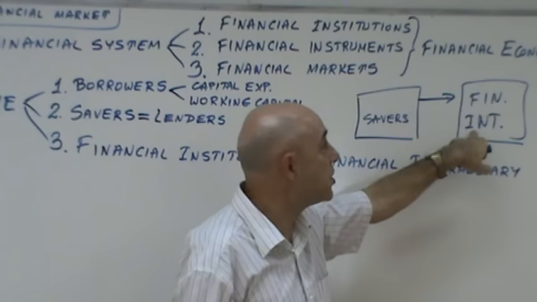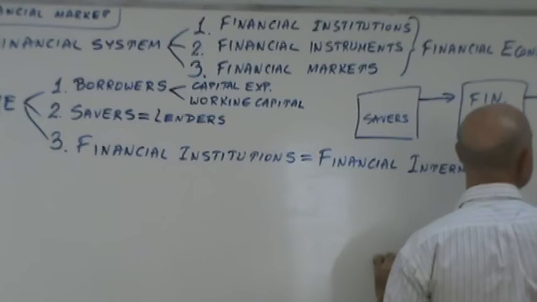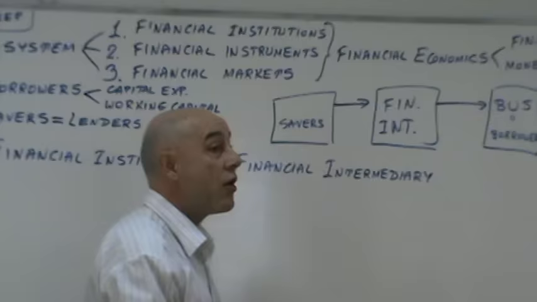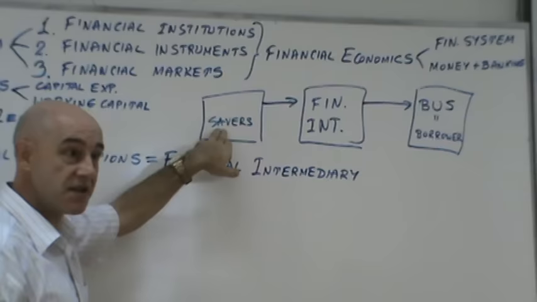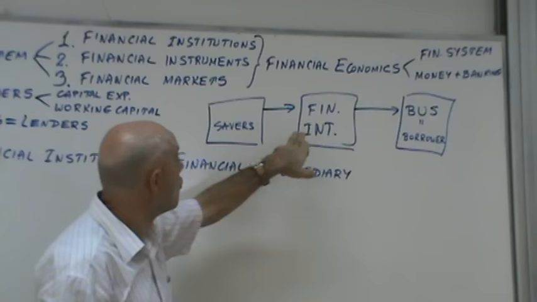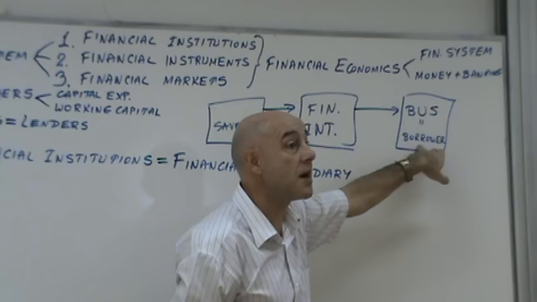And then the commercial bank will lend it to a business, which is, in this particular case, a borrower. Now, it's perfectly possible that a business will be a saver. So one business who has extra money or makes more money, is more profitable, will put their money in the financial intermediary, and the financial intermediary will lend the money to someone else, to another financial institution. So you have extra money over here.